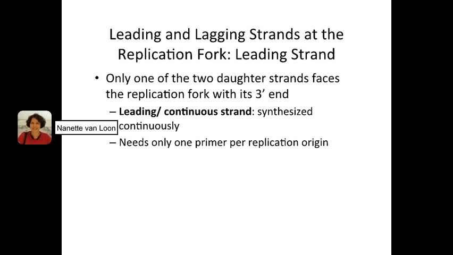Let's take a look at the leading strand a little more specifically. At each replication fork, there will be 1 leading strand. It is also called the continuous strand, and it faces the replication fork with its 3' end. This leading strand is going to need only 1 primer per origin of replication.